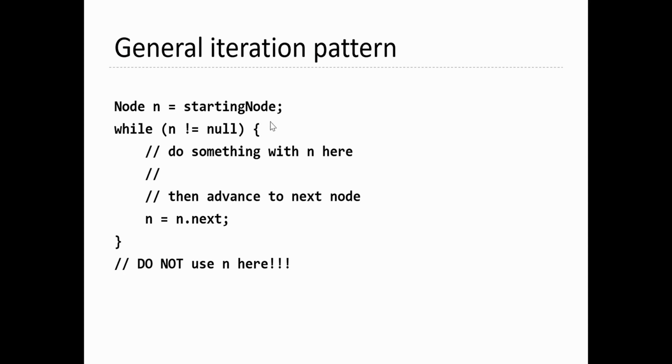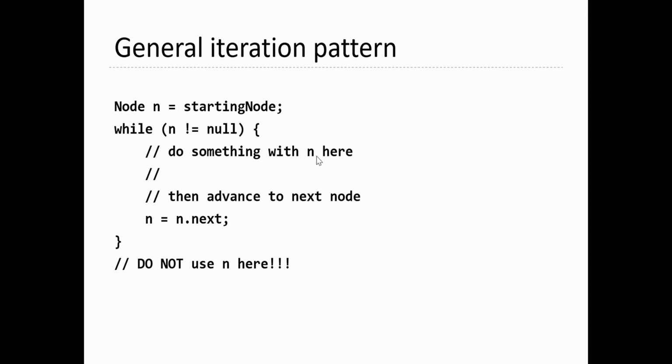You don't have to start at the top. It could be the case you're implementing something and you're in the middle of your sequence. So you start with a reference to a node, n, and you just make it equal to whatever node you want to start at. In this case, we're going to start at the top, but it could be some other node. Then, while that reference is not null, that means your reference n is actually pointing at a node. So you can do something with n there.